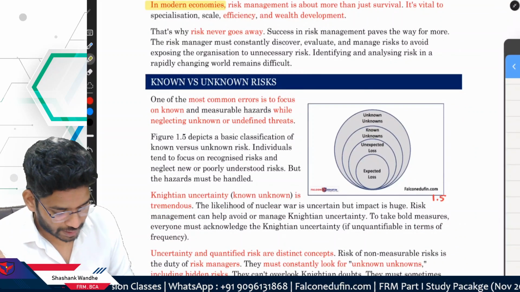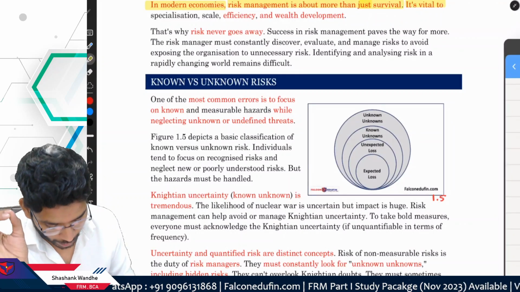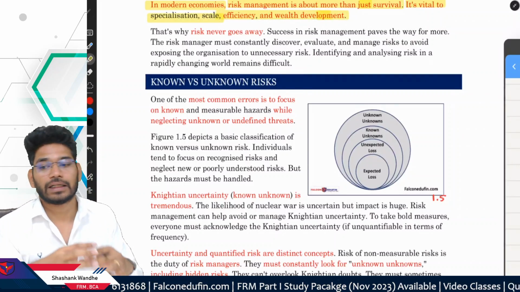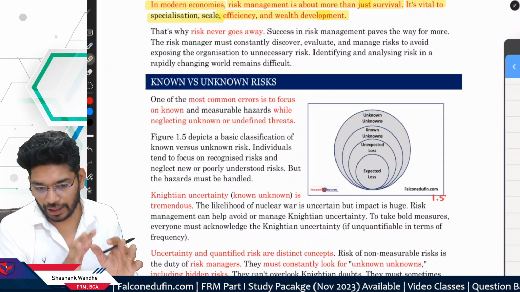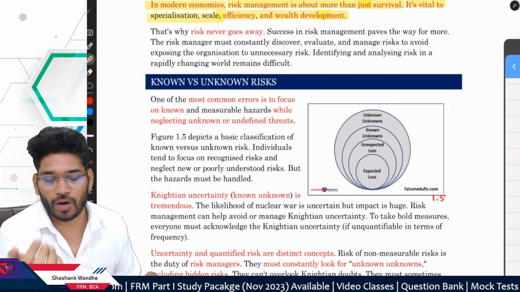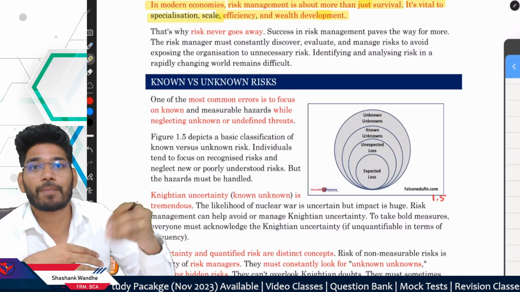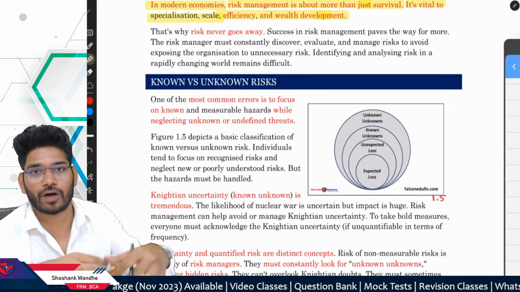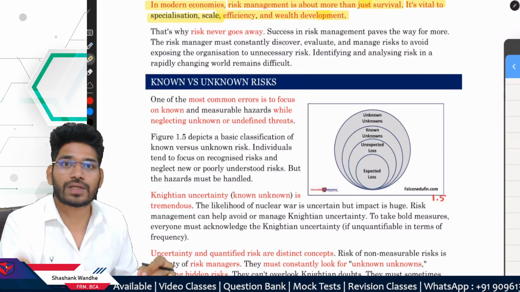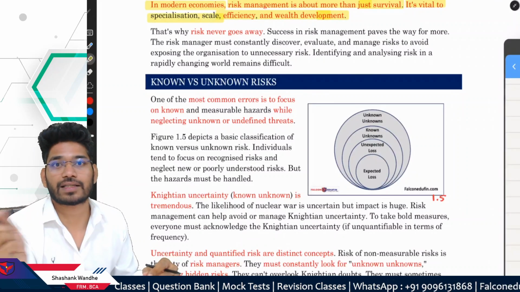In modern economics, risk management is more than just survival. It's vital to specialization, scale, efficiency, and wealth development. In order to develop wealth, in the case of a bank or any firm, risk management is very important, because even if the bank is able to survive after some risks materialize, maybe there is employee fraud in your company or some other type of thing, even in that case, if the bank loses its reputation, the bank won't be able to generate higher wealth. So in order to generate higher wealth, risk management is important.